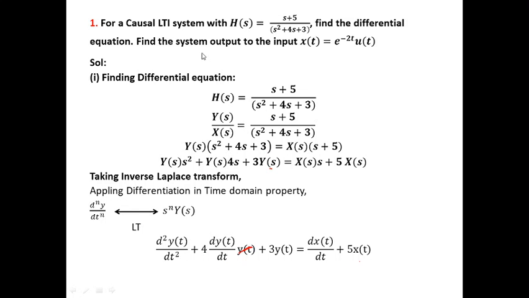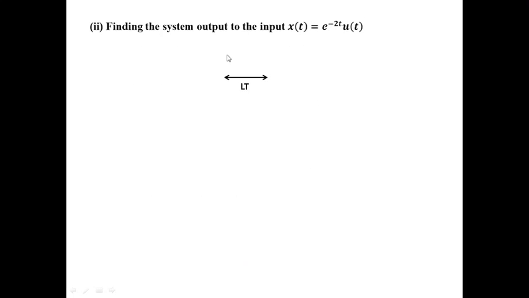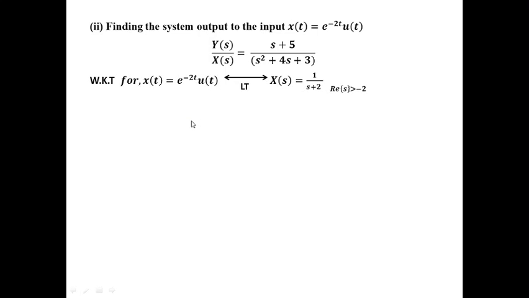Second one is we have to find the system output given the input. So finding the system output to the input. So x of t is given. Anyhow, we need to find y of s divided by x of s, which is given. So we need to find what is x of s. So for x of t, if we find out the Laplace transform, we can find. We know very well the formula that e power minus at u of t Laplace transform will be 1 by s plus a, real part of s greater than minus a. So applying the same formula, e power minus 2t u of t Laplace transform will be 1 by s plus 2, real part of s greater than minus 2.